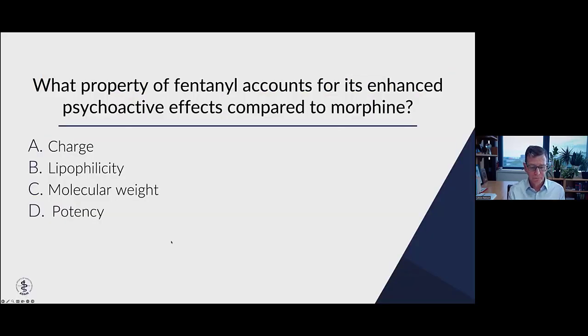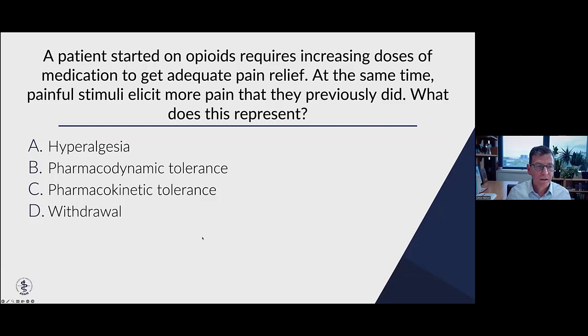Okay, question. What property of fentanyl accounts for its enhanced psychoactive effects compared to morphine? Is it charge, lipophilicity, molecular weight, or potency? Second question, I'll come back to the other question in a moment. A patient started on opioids requires increasing doses of medications to get adequate pain relief. At the same time, painful stimuli elicit more pain than they previously did. What does this represent? Is it hyperalgesia, pharmacodynamic tolerance, pharmacokinetic tolerance, or withdrawal?